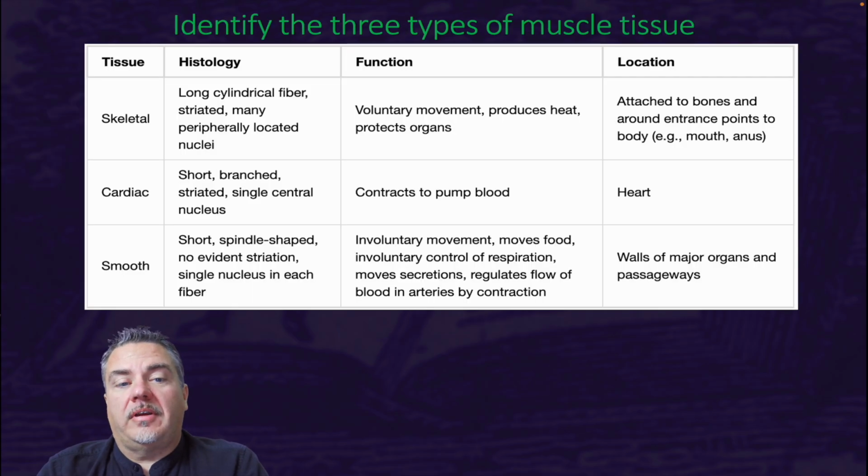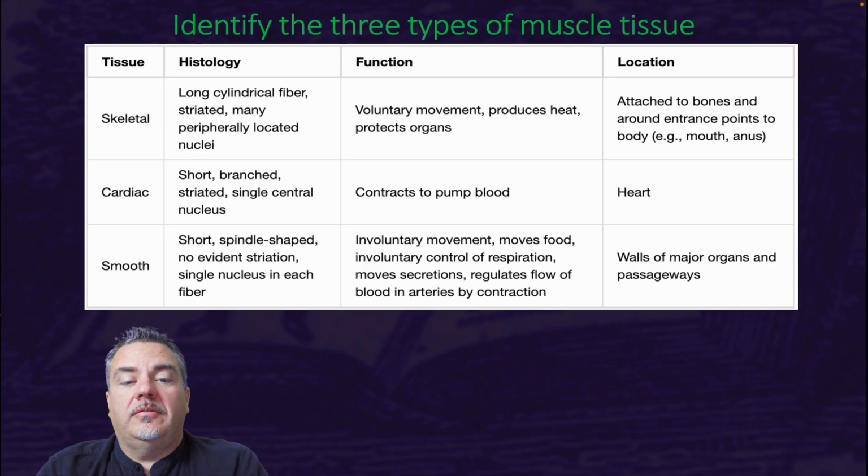So in summary, skeletal muscles form long cylindrical fibers, striated, with many peripherally located nuclei. Their function is voluntary movement, produces heat, and protects organs, and their location is attached to bones and around entrance points to the body. The cardiac tissue looks like short, branched, striated cells with a single central nucleus. Their function is it contracts to pump blood, and its location is the heart.